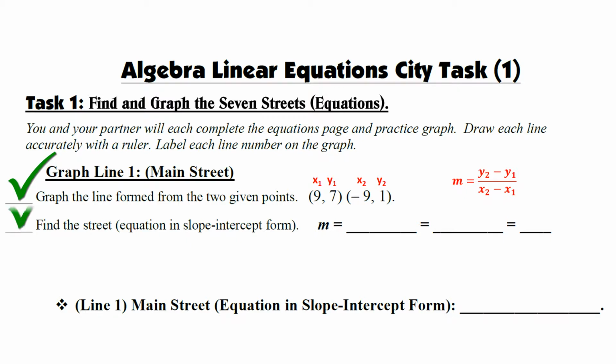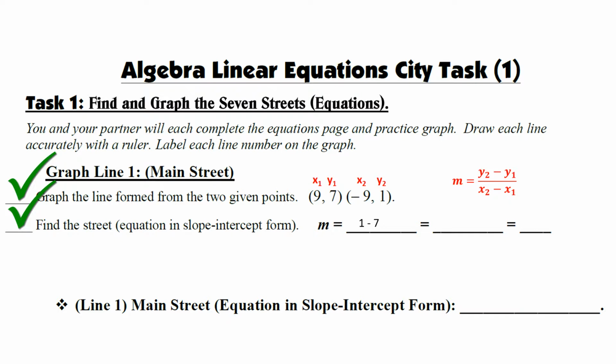So here we go. Find the equation of the street in slope-intercept form. Well, in order to write an equation in slope-intercept form, we have to know the slope first, and then we have to figure out what the y-intercept is going to be after that, because they didn't give us the y-intercept. They only gave us 2 points. So let's start with finding the slope.